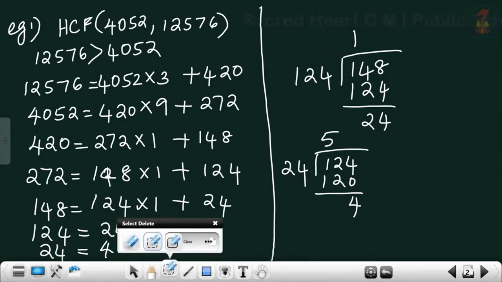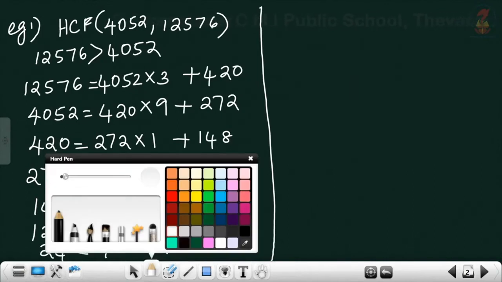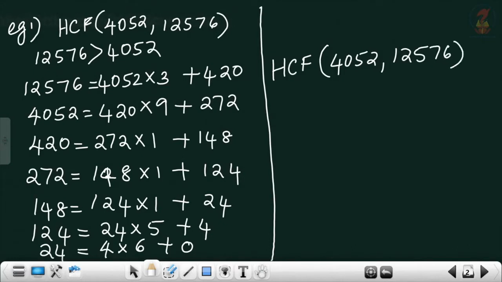So, we can write HCF of 4,052 and 12,576 is equal to the last divisor. The last divisor is 4, so the HCF is equal to 4.